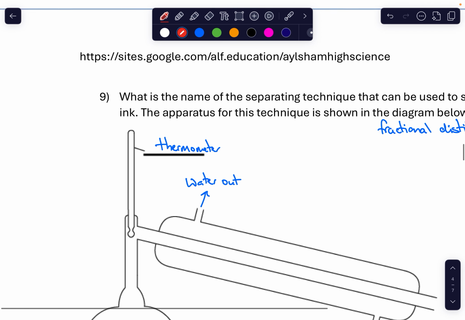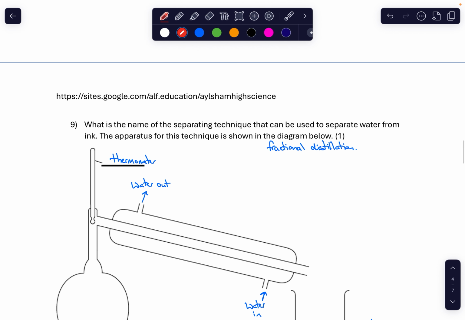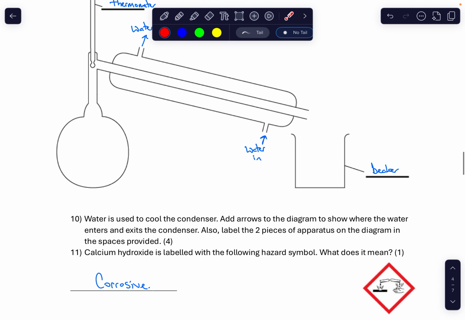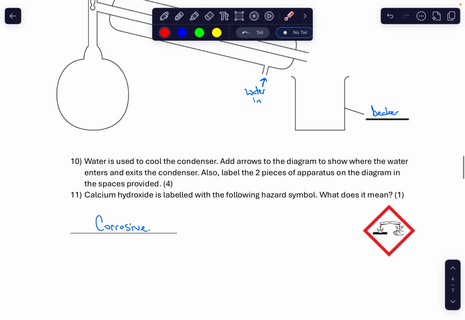Okay, carrying on, last couple. What's the name of the apparatus? So this process here is called fractional distillation. And then it wants us to label some bits. So the thermometer and the beaker wanted labeled, and it wants us to show us how the water moves through the condenser. So the water comes in to the bottom part of the condenser, as you can see here, and the water then flows out at the top part of the condenser. And this is just to keep everything cool so that it will condense, because the hot gases come in here and they're going to condense and turn back into liquids and then be collected in the beaker. So 1 mark for each of the labels in there.